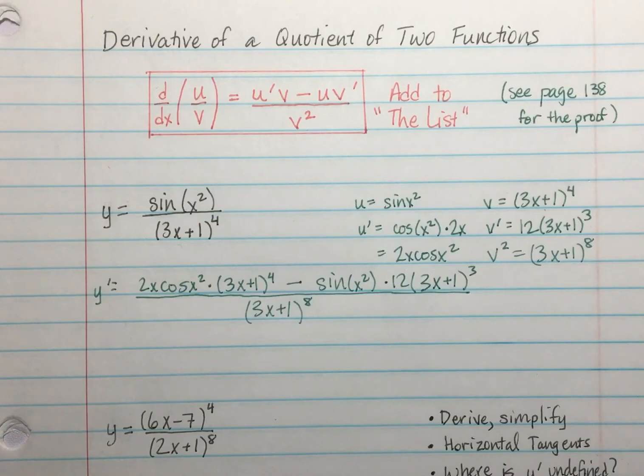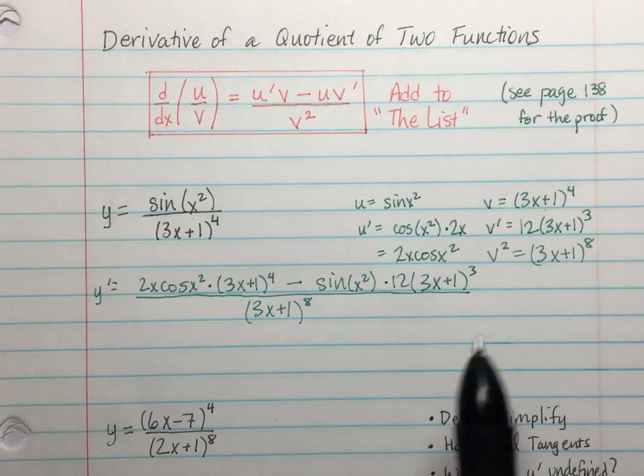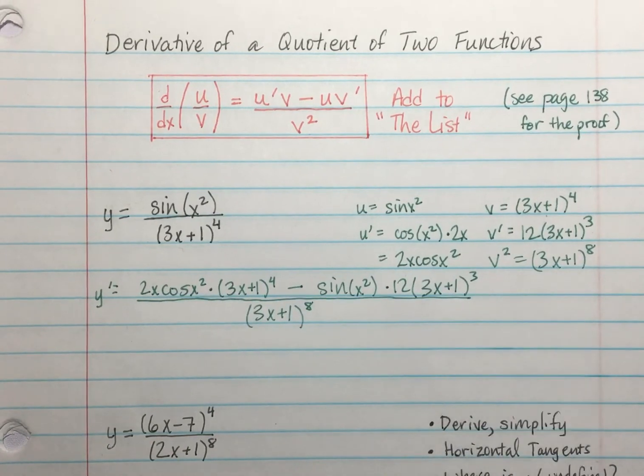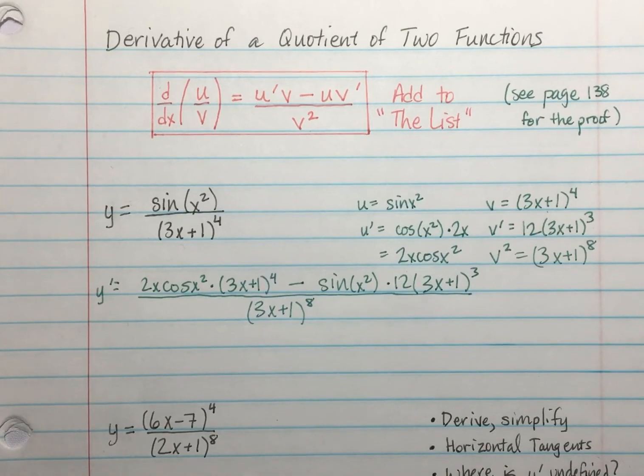We could do some cleanup on this, but for the sake of a little bit of time, we're not going to. If you notice, we have 3x plus 1s in all of those pieces. So there is some cleanup possible, but we're not going to do it because we're going to see that in our next example.